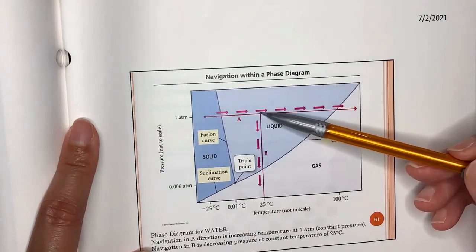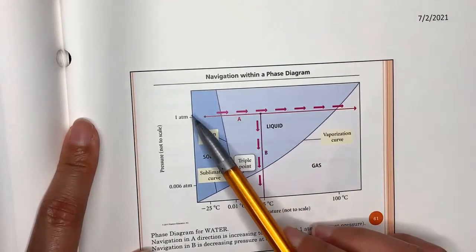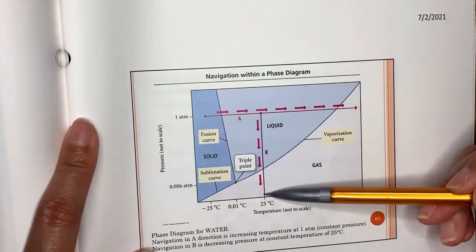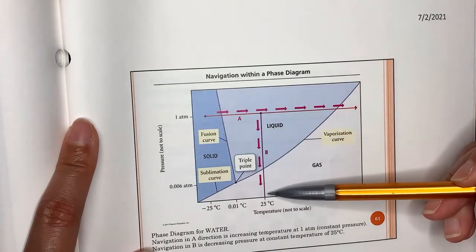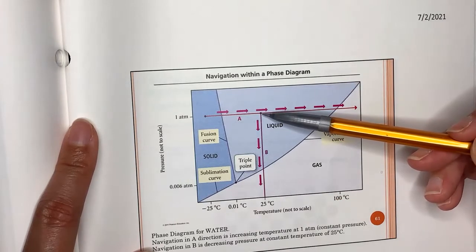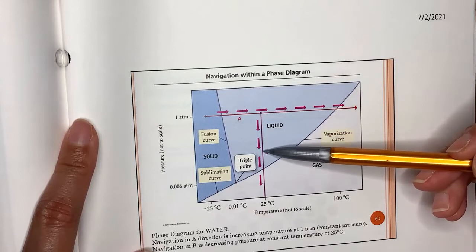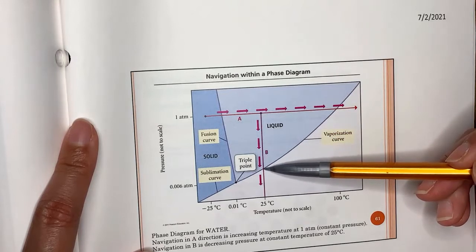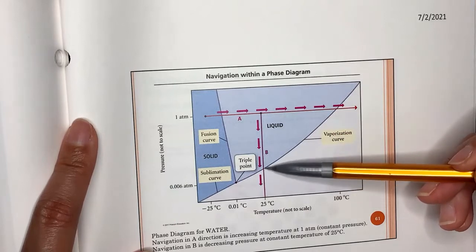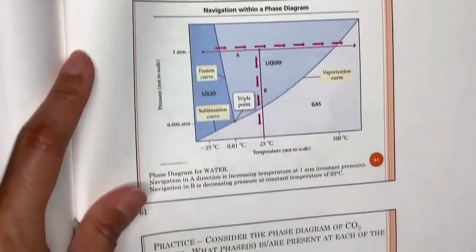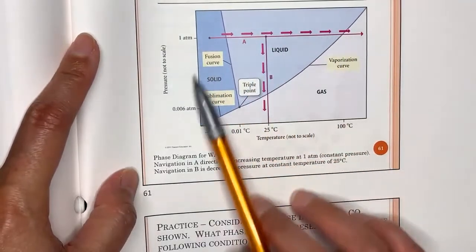Now you can do the same thing, but instead of keeping pressure the same, why don't we keep temperature the same at 25 degrees Celsius? We keep 25 degrees Celsius, but we change the pressure. At first, at 1 atm and 25 degrees Celsius, you have liquid, and then the pressure drops all the way until this point here. At this point, the liquid turns into gas because the pressure falls so much. So that's how you can read a phase diagram.